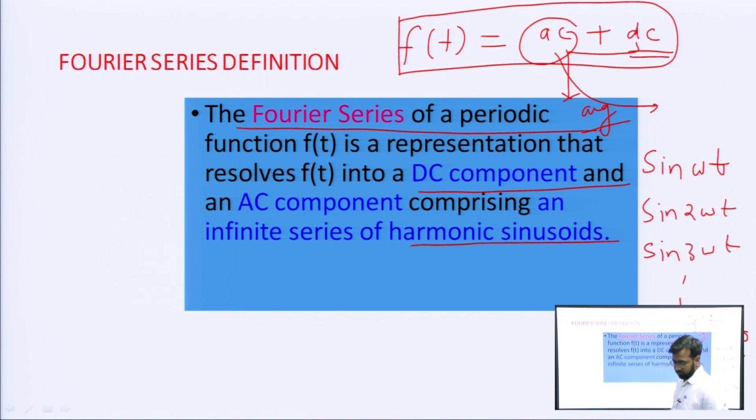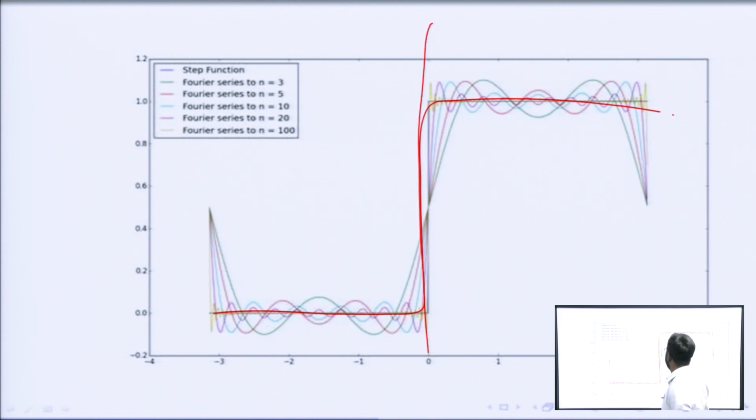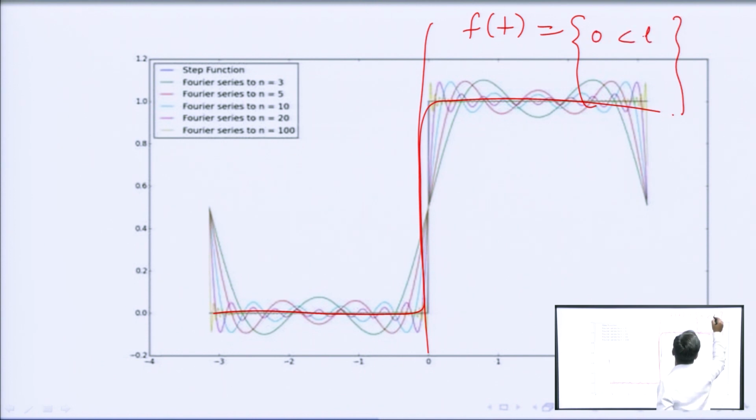Now, suppose there is one basic signal, a unit step signal. What is a unit step signal? A unit step signal is a signal which has value 0 before t equal to 0. If I have to represent this signal in mathematical form, how can you write it? f(t) is equal to 0 for t less than 0 and 1 for t greater than 0. So this is basically a unit step signal.